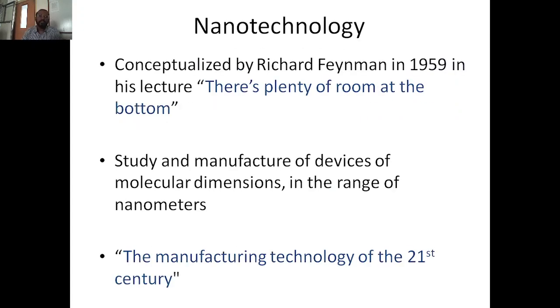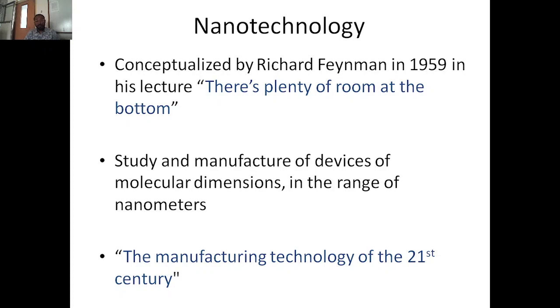Nanotechnology was conceptualized by Richard Feynman in 1959 in his lecture "There's Plenty of Room at the Bottom." That means he wanted the scientific community to work at the atomic and molecular scale, so that new technology, new science, new articles, or new emerging technologies might come into the picture. So that's exactly what happened.